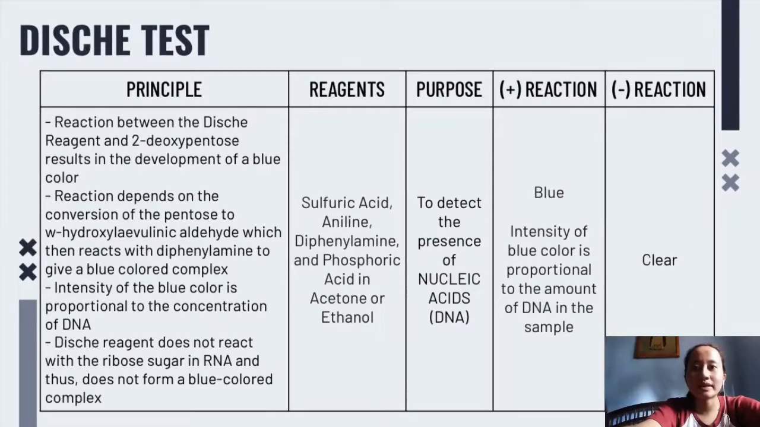This test will detect the deoxyribose of DNA and will not interact with the ribose. The reagents used are concentrated sulfuric acid, aniline, diphenylamine, and phosphoric acid in acetone or ethanol. A positive reaction would result in a blue color, with intensity proportional to the amount of DNA found in the sample, and a green color indicates the presence of RNA in the sample. A negative reaction gives a clear color.